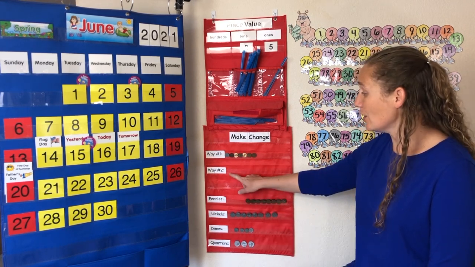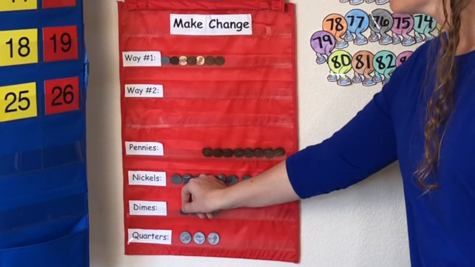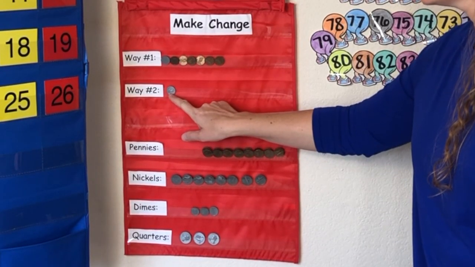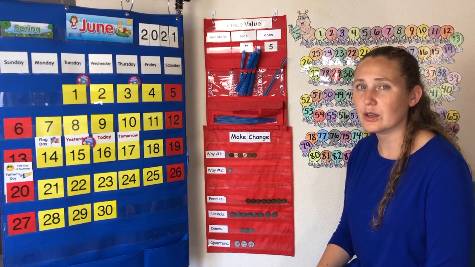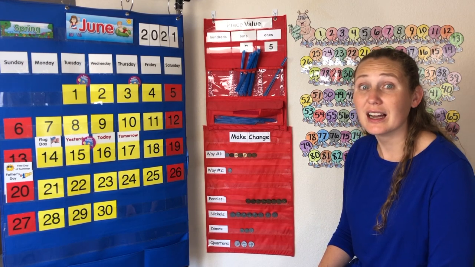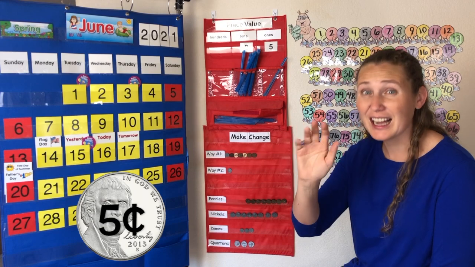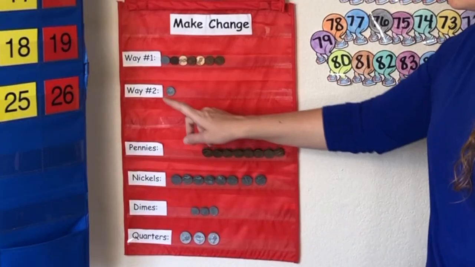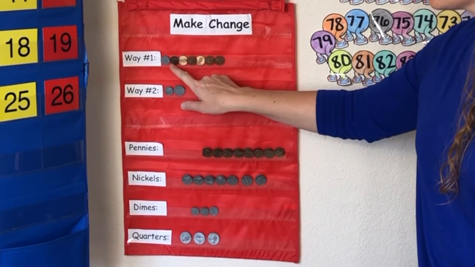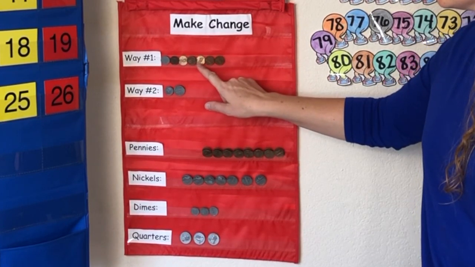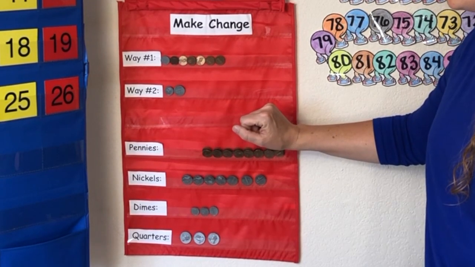Let's make way 2 starting with a dime again. 10 cents. 10. Now this time, instead of using 6 pennies, what other coin could we use? We could use a nickel. A nickel is worth 5 cents, which means we could use 5 less pennies. 10 and a 5. That means we could use 1, 2, 3, 4, 5 less pennies. We'll only need to use 1 more penny to get to 16.